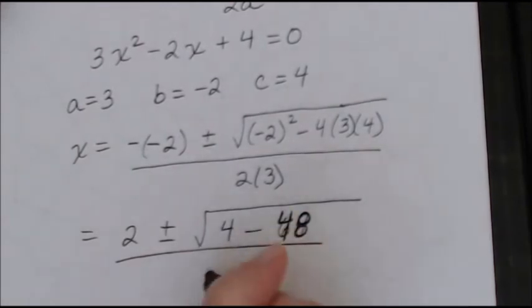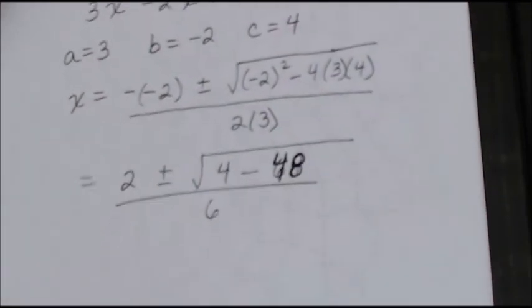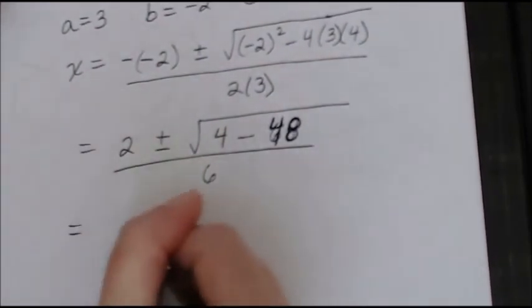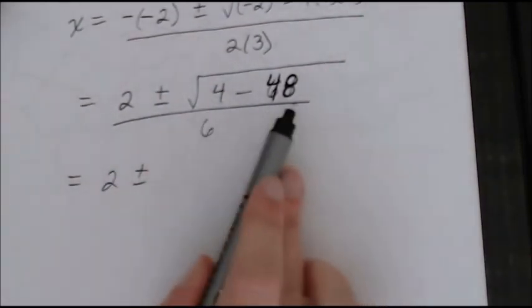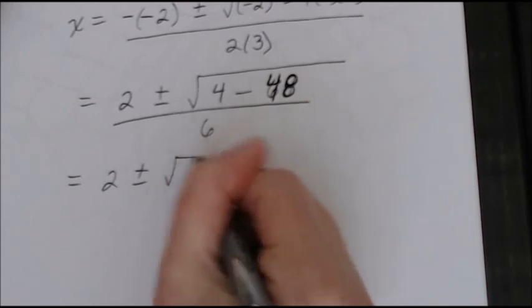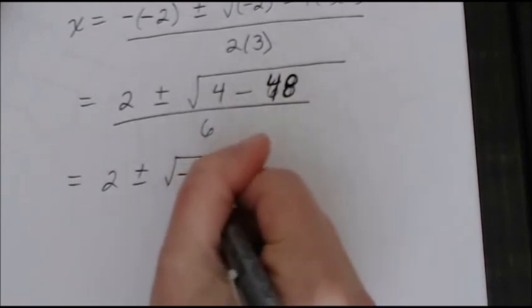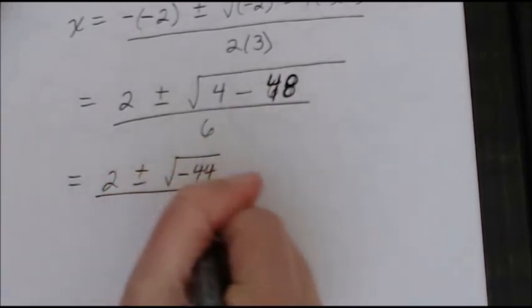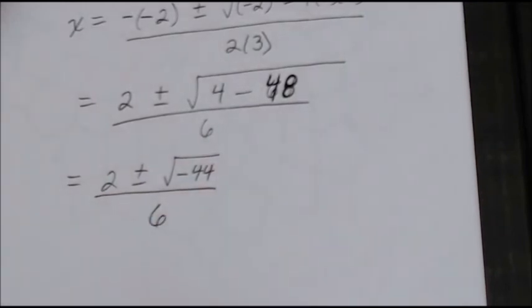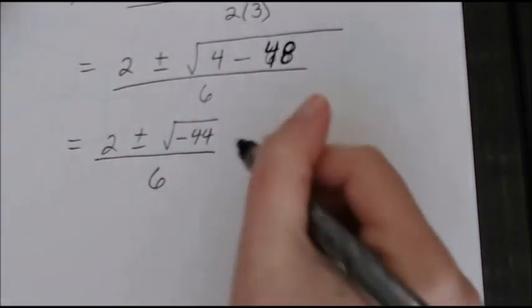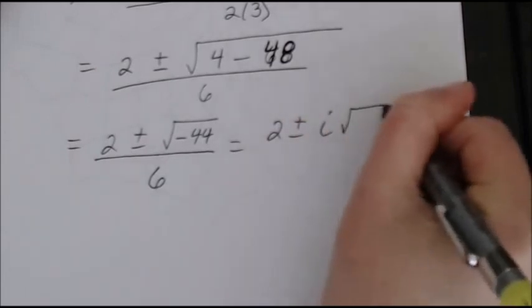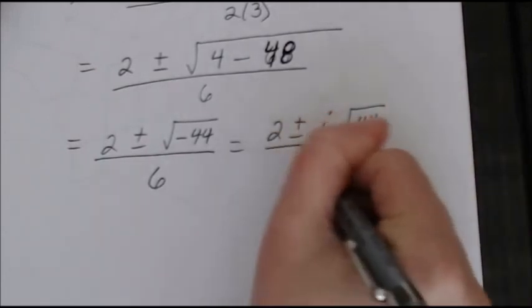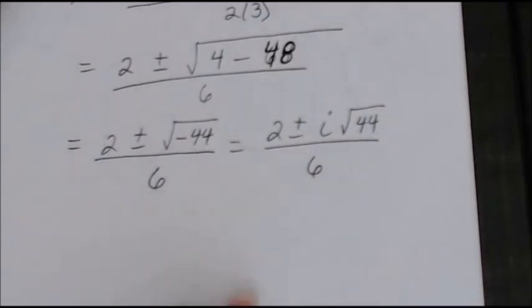Okay, and then underneath that, we've got a 6. 2 times 3 is 6. Let's simplify what we have under the radical. So we have 2 plus or minus the square root of 4 minus 48, which is the square root of negative 44, all over 6. And then I'm going to take care of that negative. So I have 2 plus or minus i times the square root of 44, because we had the negative under the radical, all over 6.